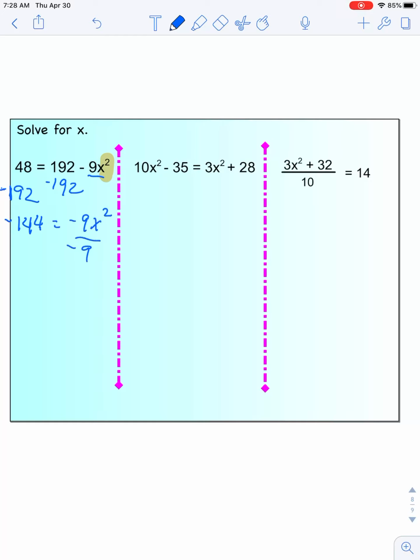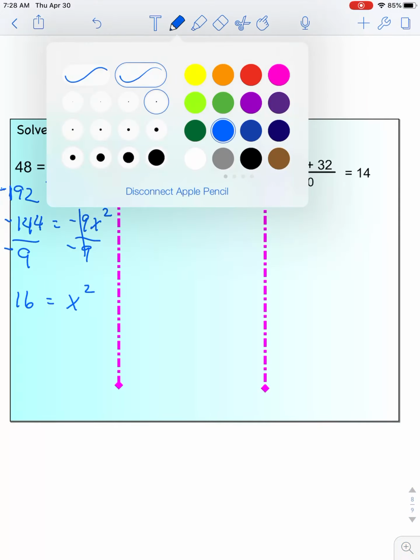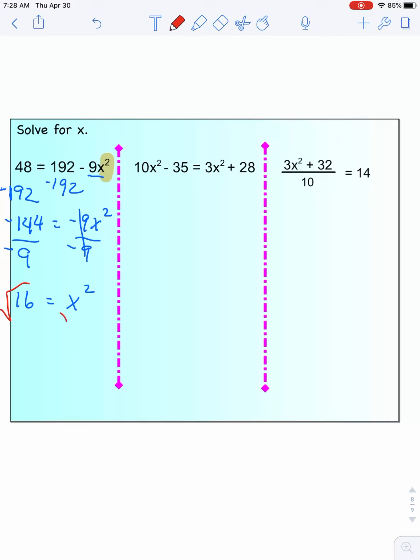So now I have to divide by negative 9. And when I divide a negative by a negative, I get a positive. So I get 16 equals x squared. So now I take the square root of each side, and I get x equals plus or minus 4. Or you could write it with the plus or minus 4 on the opposite sides. So plus or minus 4 is equal to x.